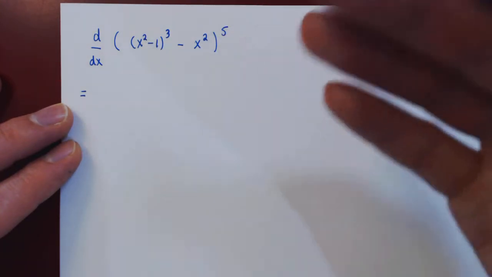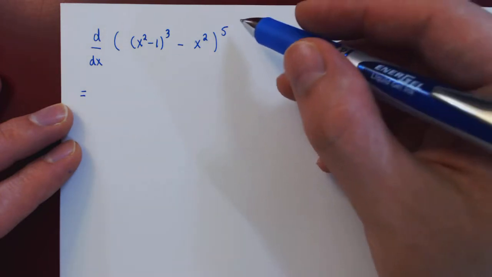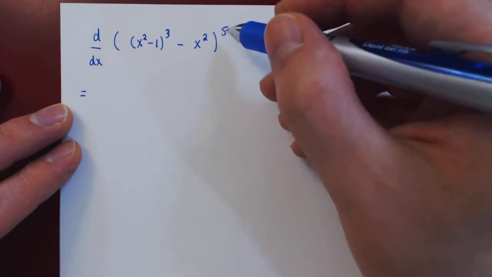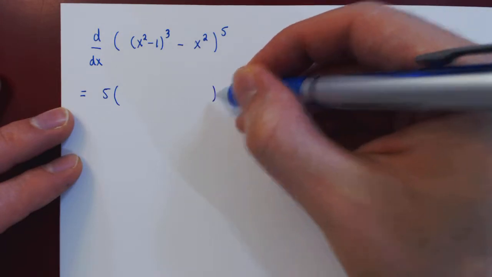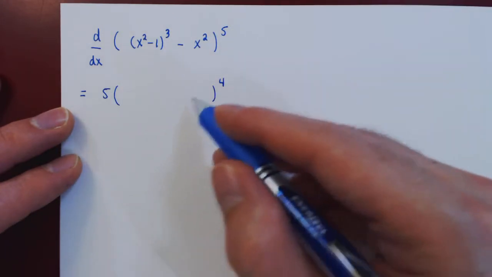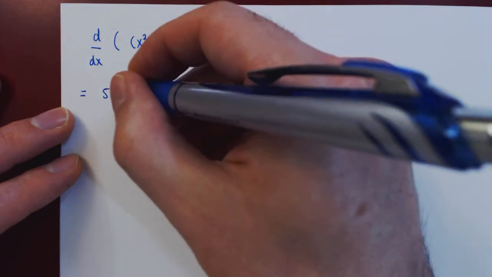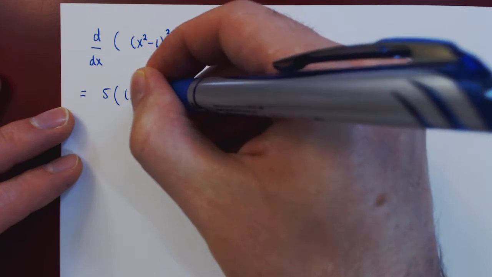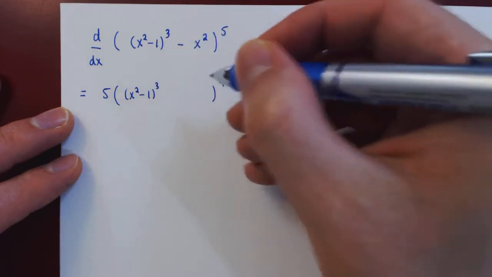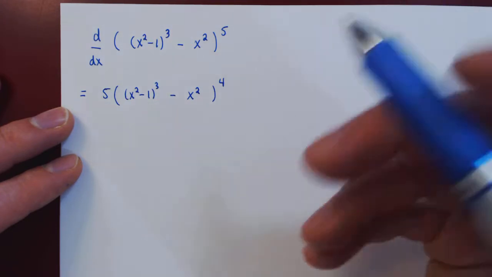And again, the chain rule always says that when we have compositions of functions, we always differentiate first the outside function. So by the power rule, we bring down the exponent, we subtract 1 from the exponent, and the argument of the new function is always the original argument. Therefore, (x squared minus 1 cubed minus x squared) to the power of 4. But of course we're not done.